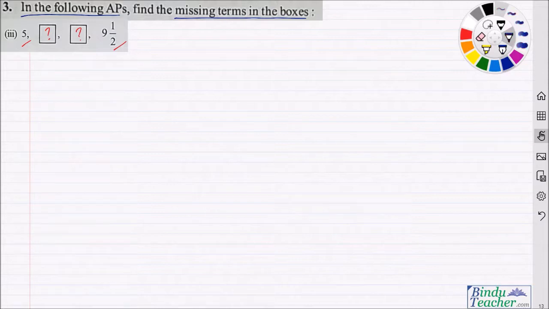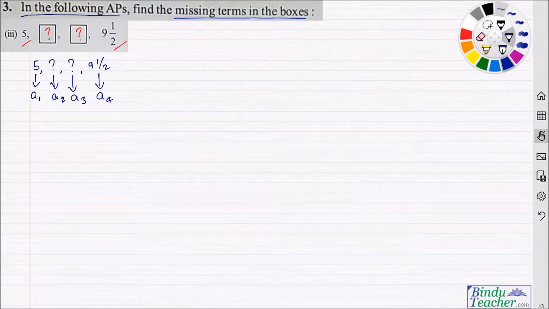So let's write down what we can understand from this question. We have 5, we have unknown, unknown, and 9 1 by 2. Since they have said it's already an arithmetic progression, we can say the value of A1 is 5, the values of A2 and A3 are unknown, and the value of A4 is 9 1 by 2. Now, how do we solve this question? How do we find out the value for A2 and A3?